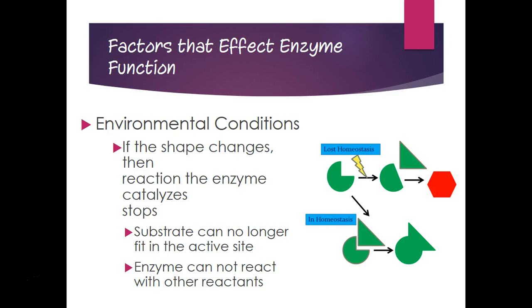So if your enzyme changes shape, then the reaction that the enzyme catalyzes stops. If I completely lose homeostasis and I get way out of that set point, way away from that optimum temperature or optimum pH, or whatever the condition may be, that enzyme no longer has an active site that is able to fit the substrate that it works on, and so the chemical reaction stops happening.